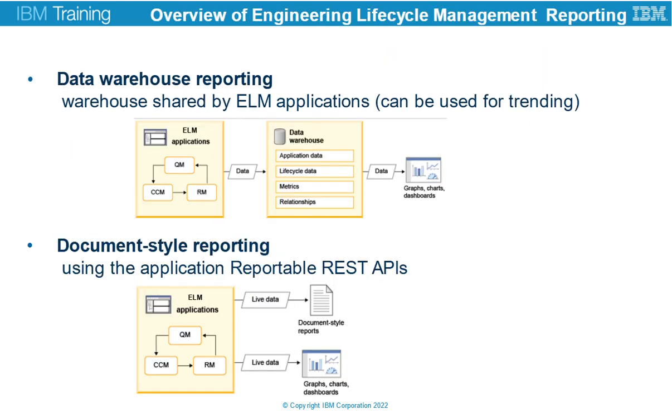You can use the ELM solutions that are available with Engineering Lifecycle Management to produce two basic styles of report output. Data warehouse data is collected from the applications, then stored in the data warehouse, where it can be transformed to represent a variety of relationships. Projects enabled for configuration management do not populate the data warehouse, and would not be included in any data warehouse reports. Document-style reports can be generated by the report wizard and use live data as opposed to that in a warehouse. Reporting on live data reflects the state of the data as it is at the time the report is run. Reports that use live data extract the data directly from the applications using the application reportable REST APIs.